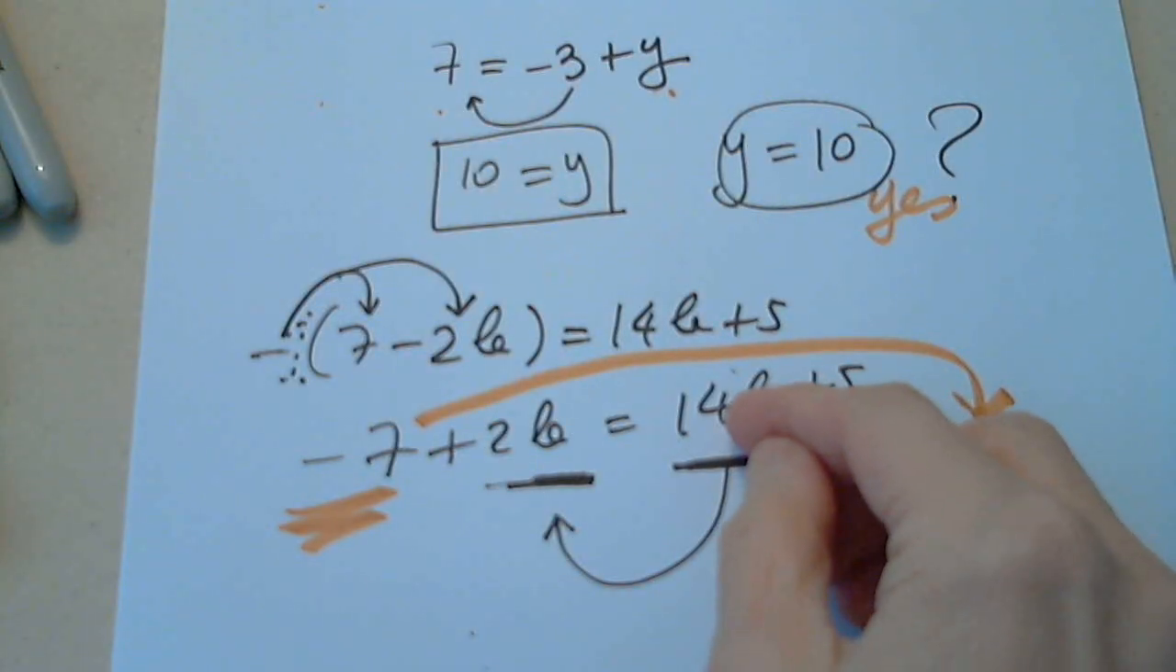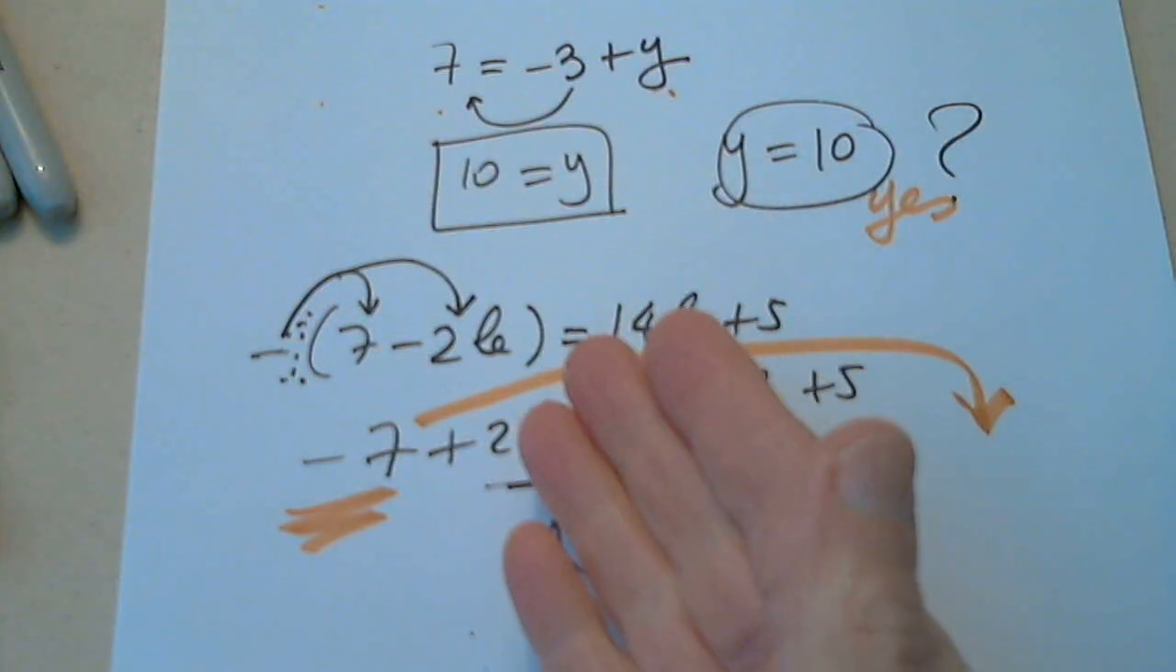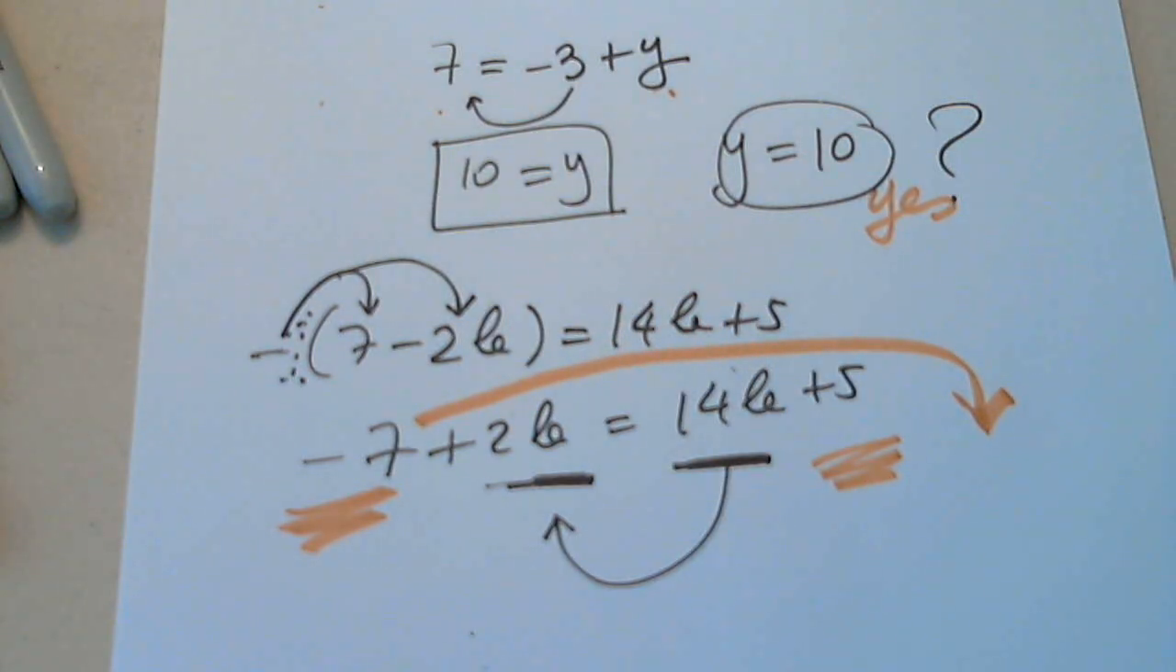So please bring 14b to this side. It becomes negative, and add 2b to it. What will I get? Negative 12b. Do you all agree with negative 12b? Yes. Anybody needs help on this one so far?